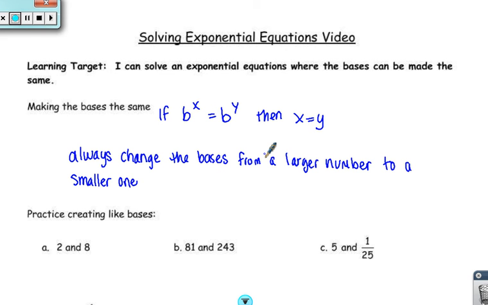If your exponential function, remember, was y equals a times b to the x, if you have a b to the x situation and it equals another b to the something situation, right? If the bases are exactly the same, then your exponents are equal and you can go solve them. Okay? You always want to change the bases from a larger number to a smaller number. Okay? So let's practice creating some like bases.